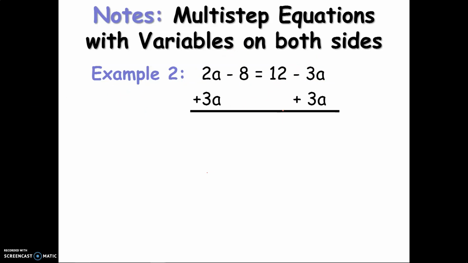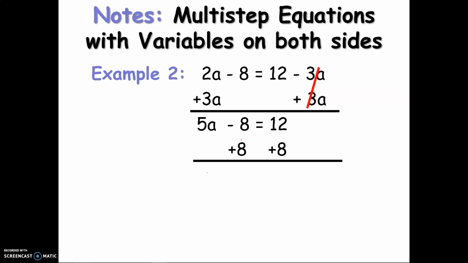On the right-hand side, negative 3a plus 3a is 0. On the left-hand side, 2a plus 3a is 5a. So we have 5a minus 8 is equal to 12. Now it's just a two-step equation like before. Remember, we reverse order of operations. Do we have any addition or subtraction that needs to be removed? We do. Minus 8. The opposite or inverse of subtracting 8 is adding 8. So we add 8 to both sides of the equation. On the left-hand side, that gives us negative 8 plus 8, or 0. On the right-hand side, 12 plus 8, or 20.